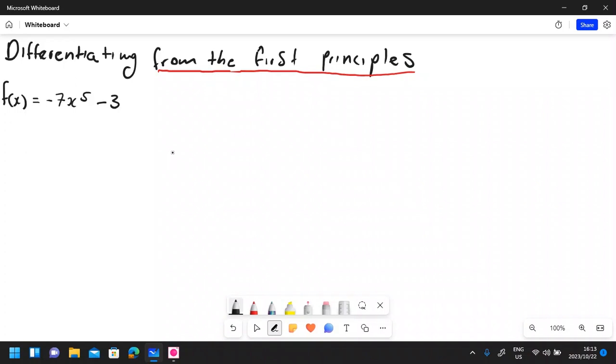Today on this video we'll be differentiating the following expression from the first principles. I've already made a video, in fact more than one video, where we have differentiated functions using the first principle, but this one here we have x to the power of 5. So how are we going to do this one?